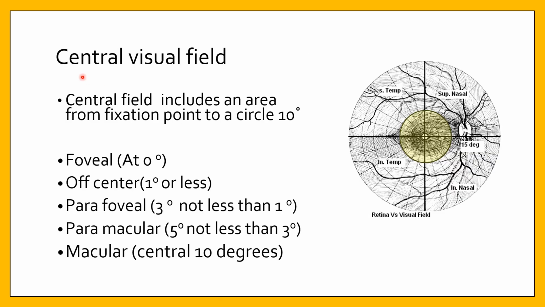Central visual field. The central visual field includes an area from the fixation point to a circle of 10 degrees. The fovea is at 0 degrees, foveola is 1 degree or less, parafoveal is 3 degrees not less than 1 degree, paramacular is 5 degrees not less than 3 degrees, and macular is the central 10 degrees.